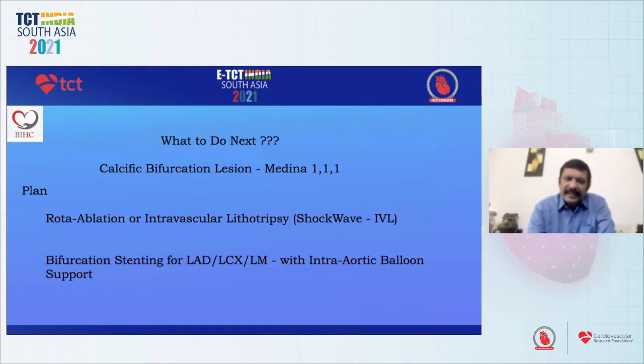So what to do next? It's a calcific bifurcation lesion, Medina 111. Our plan was to go ahead with rotablation or intravascular lithotripsy, this is Shockwave IVL, and then plan for bifurcation stenting for LAD, LCX, left main with IABP support. Initially we thought of rotablation, but it can develop complications like slow flow. So we thought we'll go with intravascular lithotripsy.